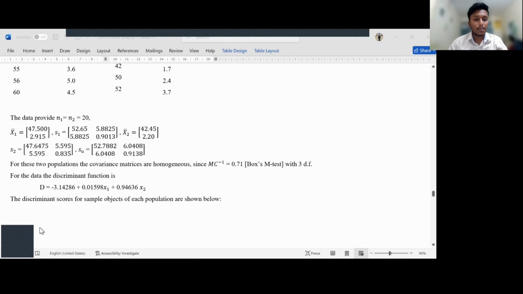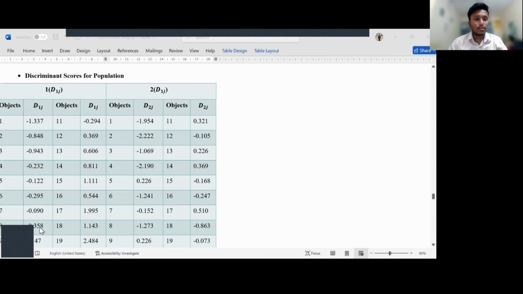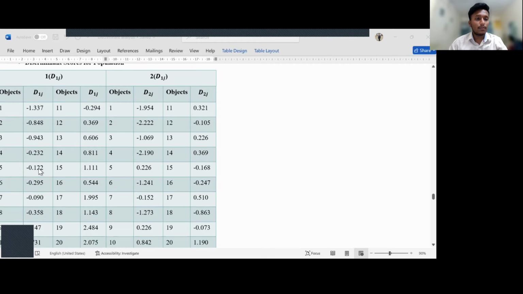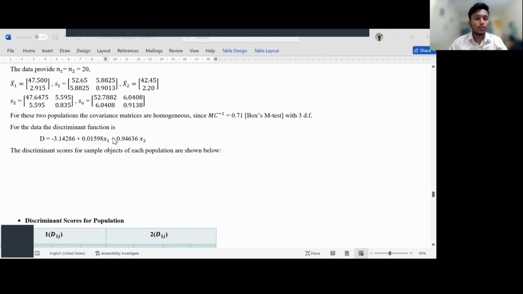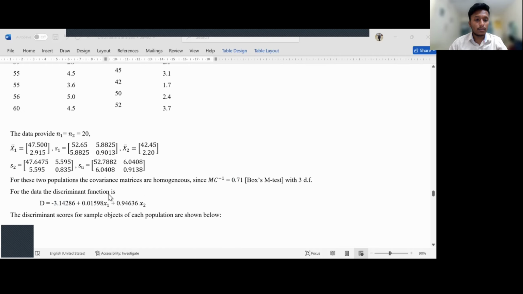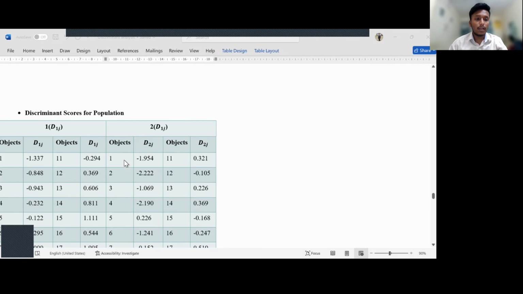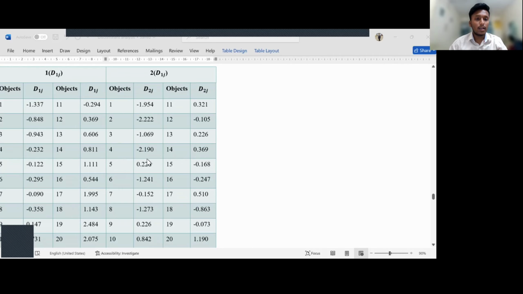The discriminant scores for sample objects for each population are shown below. Here is our discriminant score for population 1, and this is for population 2. How do we calculate this? We just put the values of x1 and x2 in our discriminant function, the x1 values for length and x2 for weight, and we get these discriminant scores. Same for population 2. So we get the discriminant scores for population 1 and population 2.